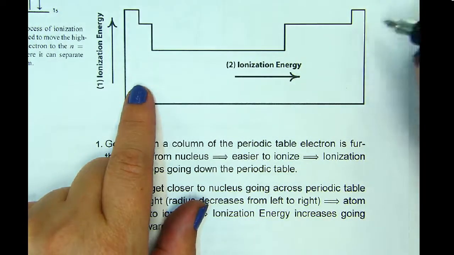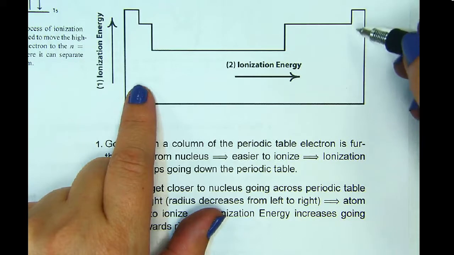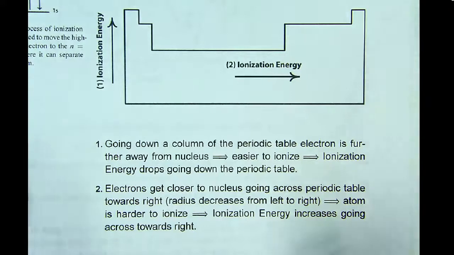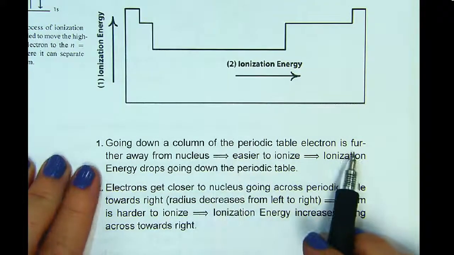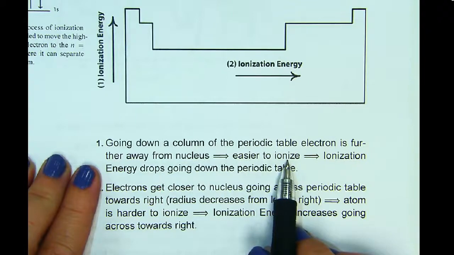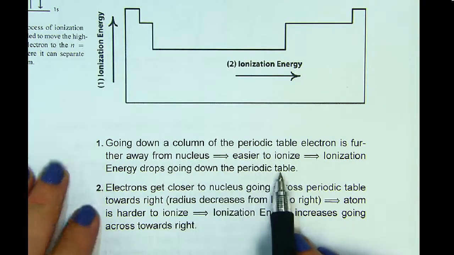That should make sense, because once you get here, you're looking at the noble gas family. And the noble gases are considered stable because they have a full outer energy level, and so they do not want any electrons removed, and so it's going to require a whole lot of energy to take electrons from the most stable family. Going down a column of the periodic table, the electron is further away from the nucleus, so it's easier to remove. Ionization energy drops going down the periodic table.